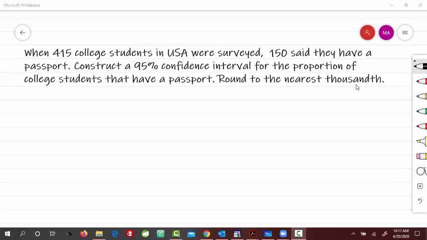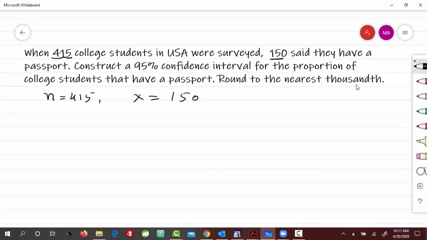So first try to extract the information. So we have 415 college students. So this is the sample size, n. And out of that, 150 said that they have a passport. This is the x value. X is 150.